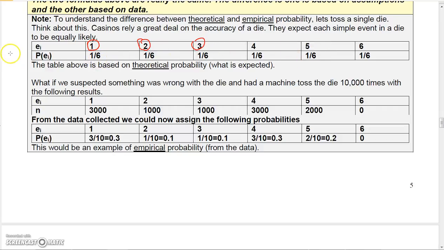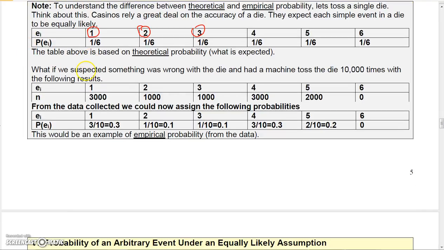Okay? But what if we think something's wrong with the die and we had a machine test the die by tossing it 10,000 times with the following results? So maybe we roll a 1 3,000 times, we roll a 2 1,000 times, a 3 1,000 times, a 4 3,000 times, a 5 2,000 times, and we never get a 6, so we get a 6 0 times.